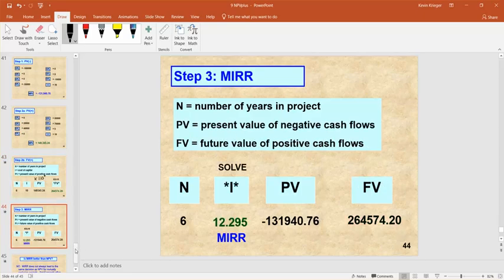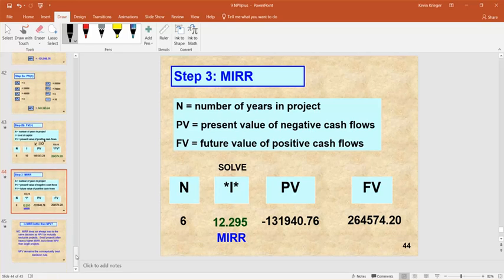And then the last step, find the rate that makes your two piles equal. You have a negative pile at time 0. You have a positive pile at time 6. So there's 6 periods apart. That's your N. The values of the piles go in the PV and FV boxes. The PV one's going to be negative. Solve for the rate. And this rate that you solve for in your calculator is your new MIRR. So it's 12.295 in this case.